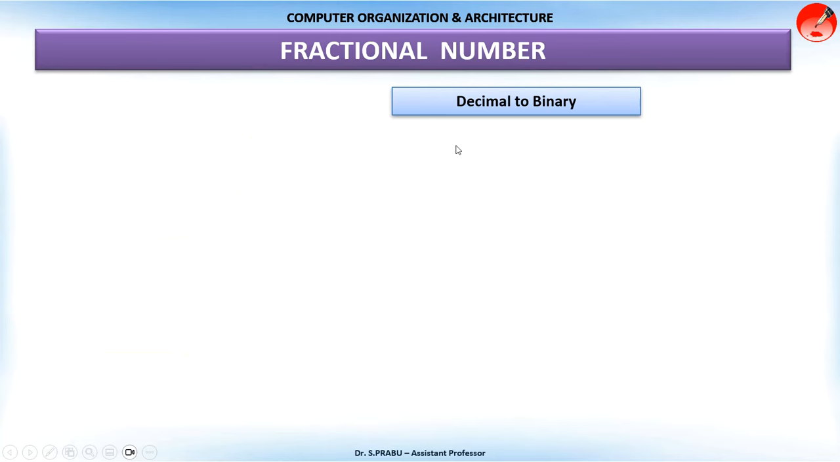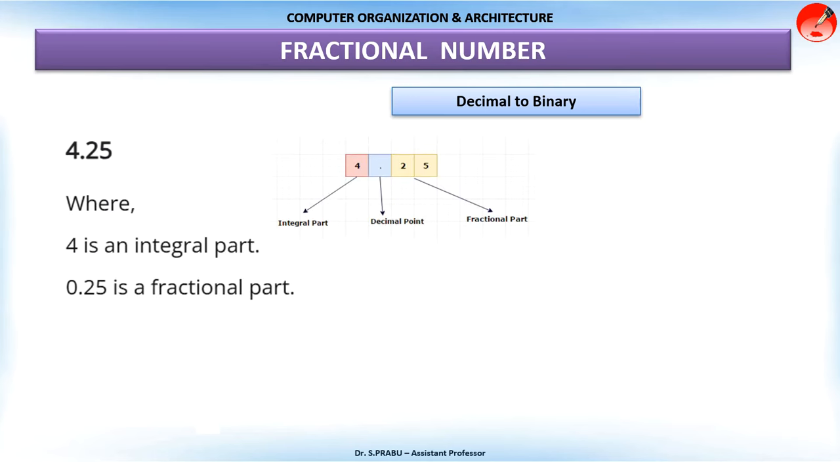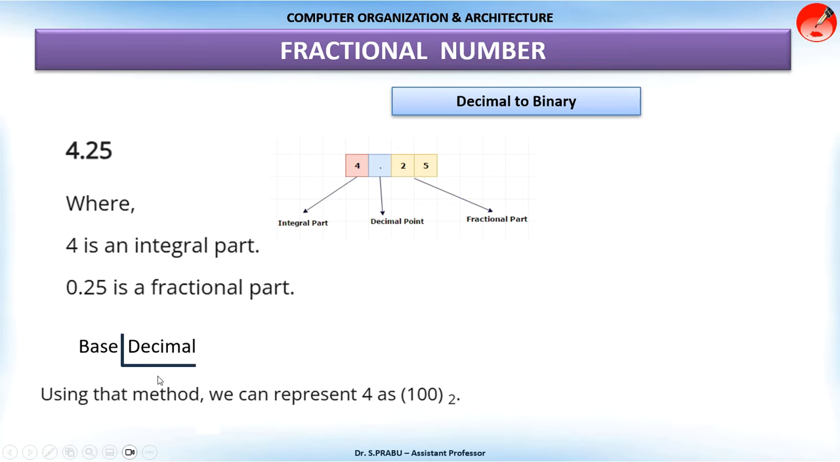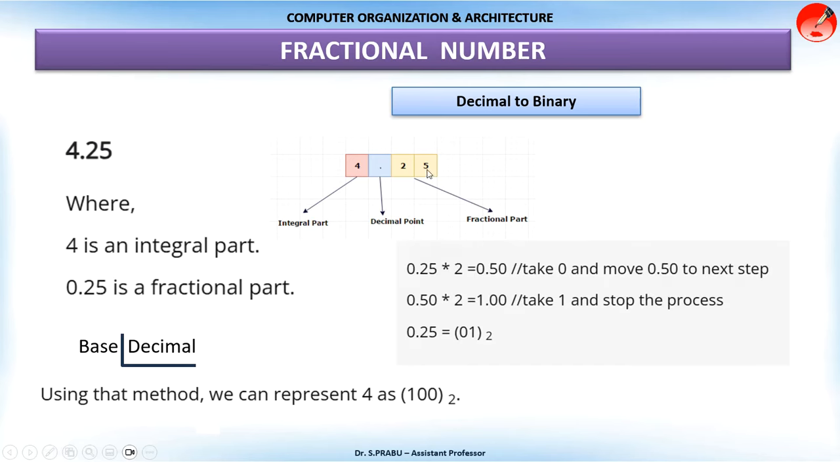Let's move to decimal to binary for fractional numbers. Suppose the given number is 4.25. First we split the number into the integer part and the fractional part. So this is the integer part and this is the fractional part. The integer part we already know how to calculate. After calculation you get 100. Then you can calculate the fractional part. So take this fractional part alone and multiply with the base value. Here we are converting to binary, so I am multiplying this fractional value by 2.